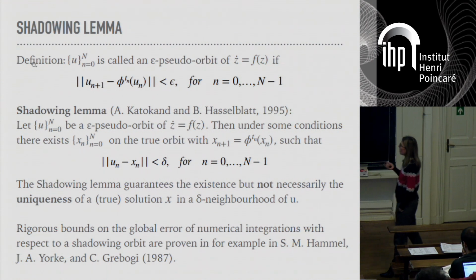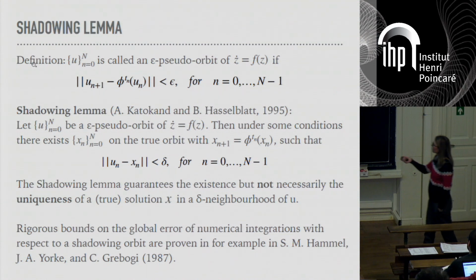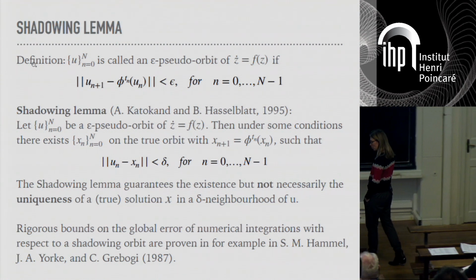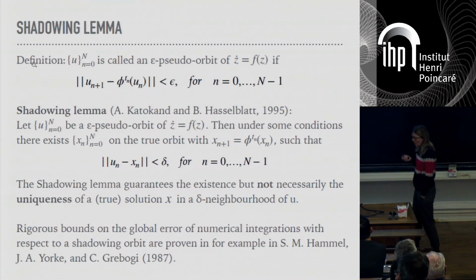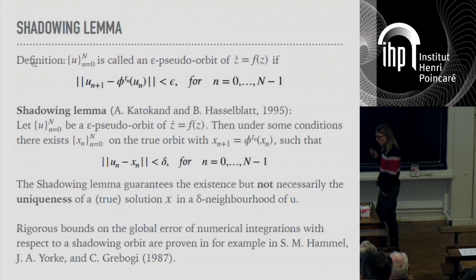Moreover, there are rigorous bounds on the global error of numerical integrations, with respect to shadowing, that are proven, for example, in this 1987 paper. And there are also other papers, and for example, Eric van Vleck has been doing this, and he's one of our collaborators. So this is the shadowing lemma.